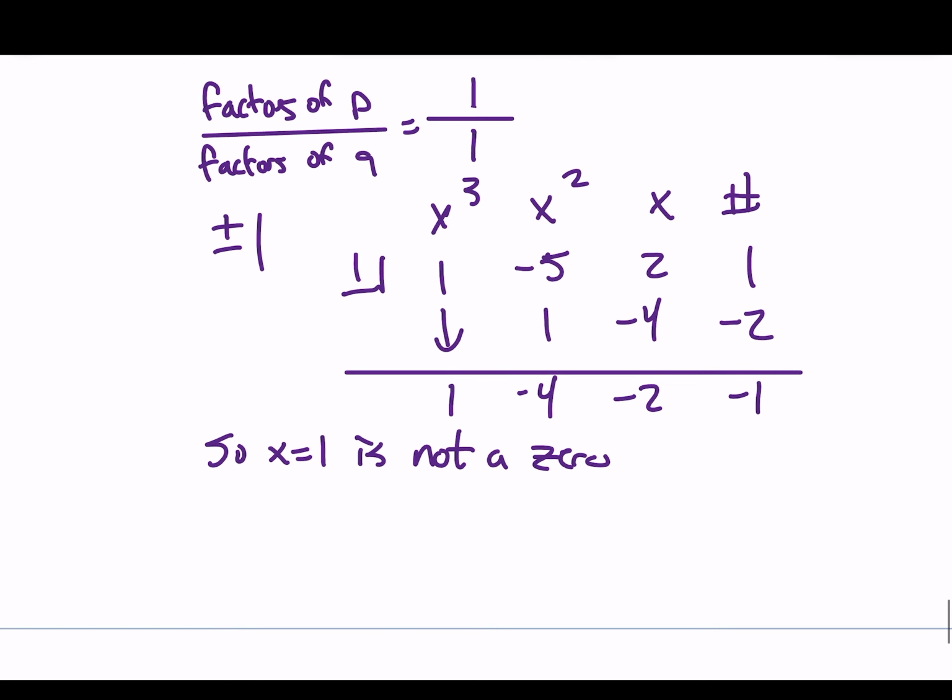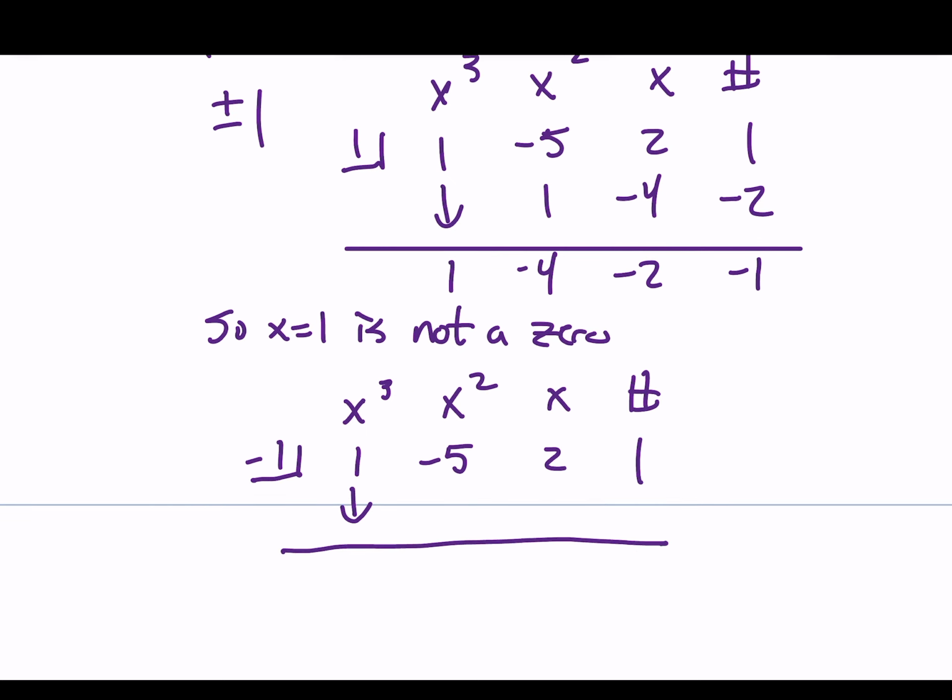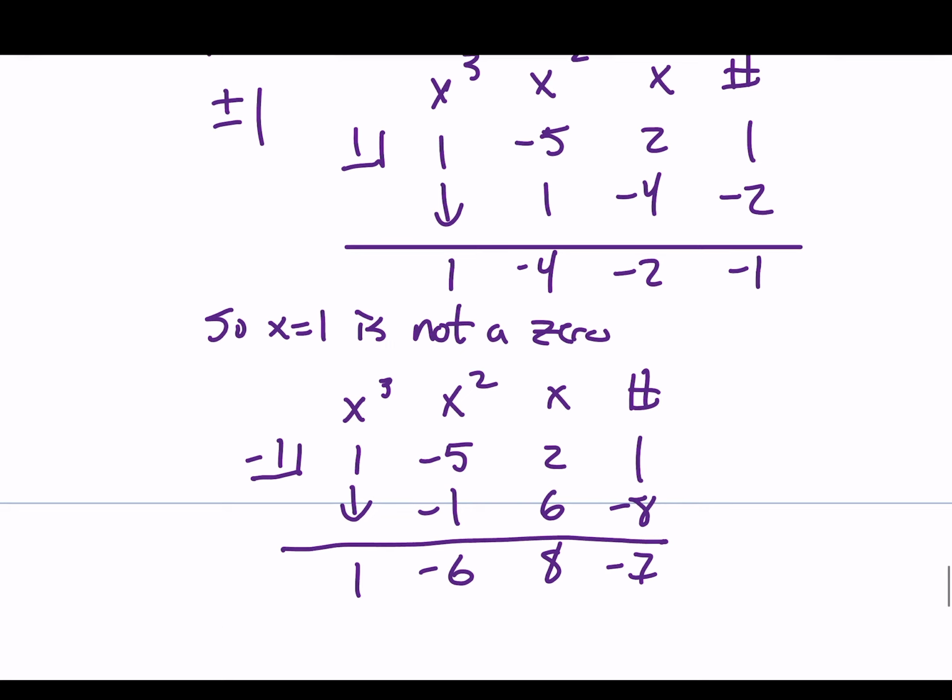Okay, let's try another. Same thing, x cubed, x squared, x, and the constant. 1, -5, 2, and 1. And this time, our other factor is -1. Bring down our 1. And 1 times -1 is -1. Gives us -6, +6, 8, and then -8. So 1 plus -8 is -7. So x equals -1 is not a 0 either.